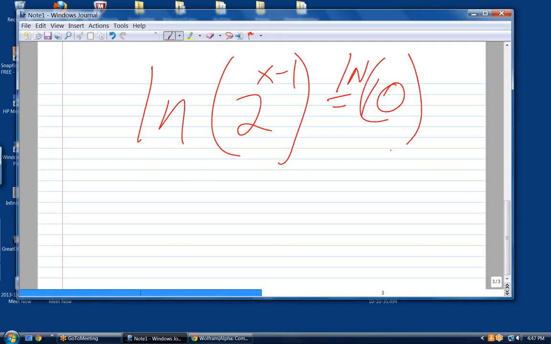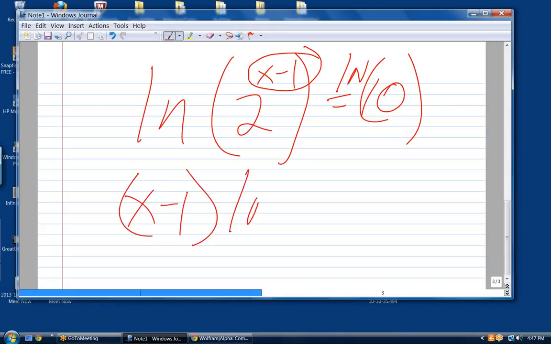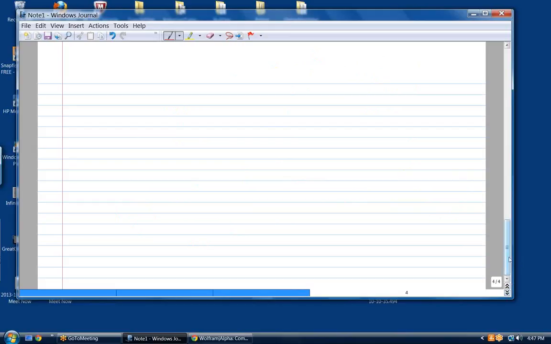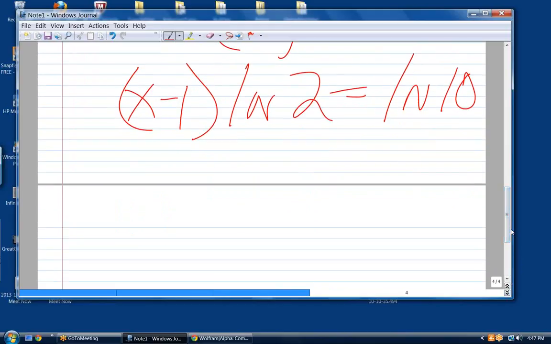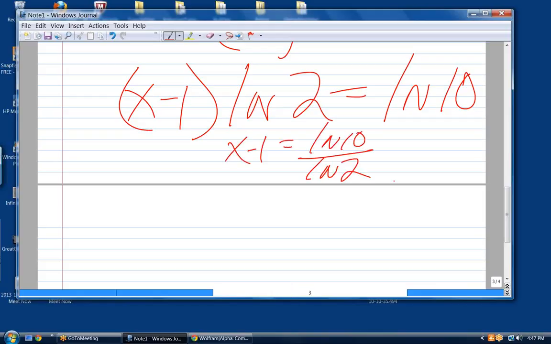Okay? Yep. Now there's a rule in logarithms that says if you take the log of a number to an exponent, I can take that exponent and bring it down in front. So this becomes the same as... you with me? Yeah. Now it's simple algebra. Now we got an algebraic equation we can solve. X minus 1 equals natural log of 10, which is a number, divided by the natural log of 2, which is a number, which means x equals all of that plus 1.